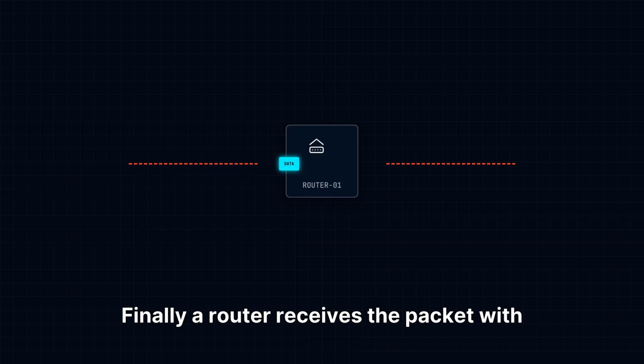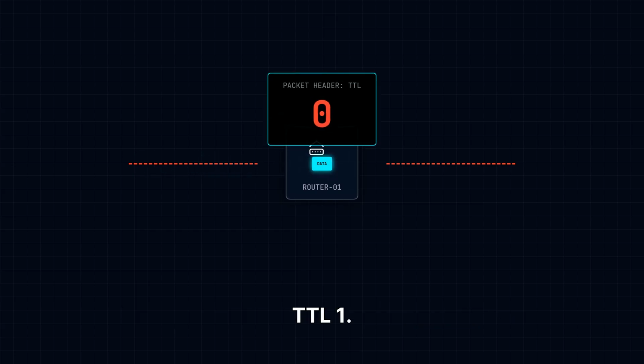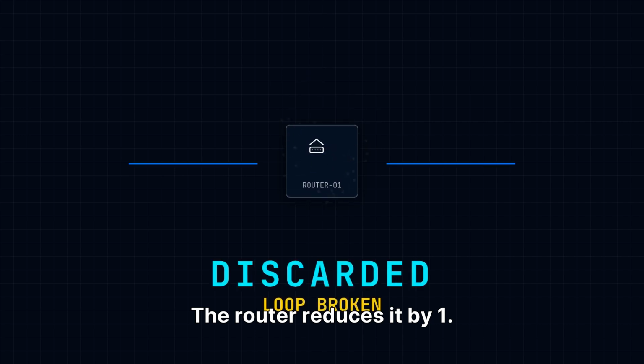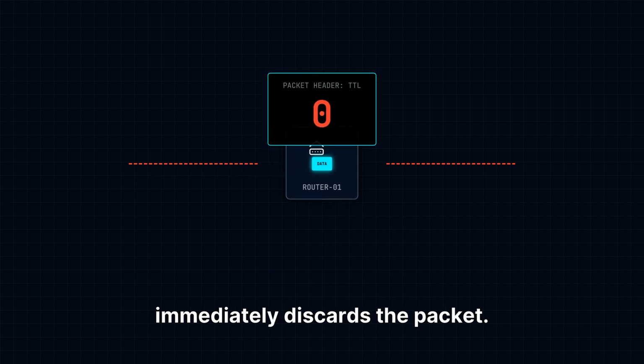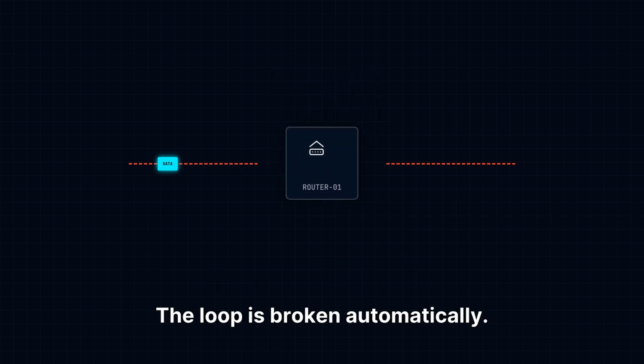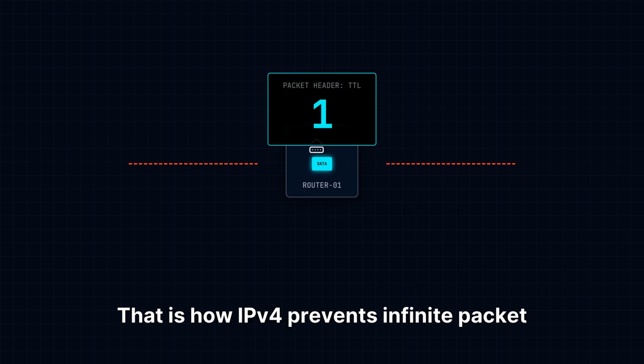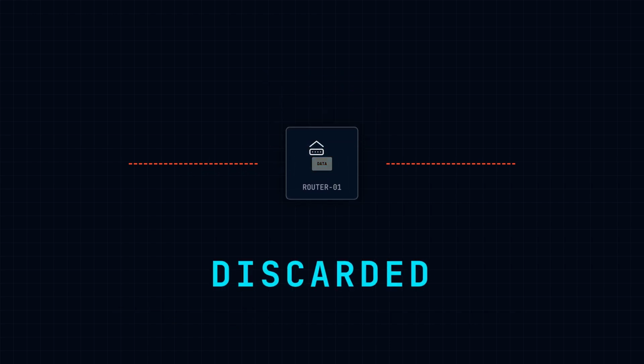Finally, a router receives the packet with TTL 1. The router reduces it by 1. Now TTL becomes 0. The moment TTL reaches 0, the router immediately discards the packet. The loop is broken automatically. That is how IPv4 prevents infinite packet circulation.